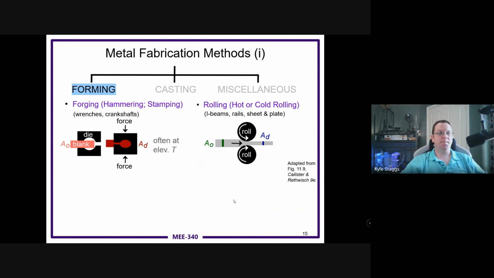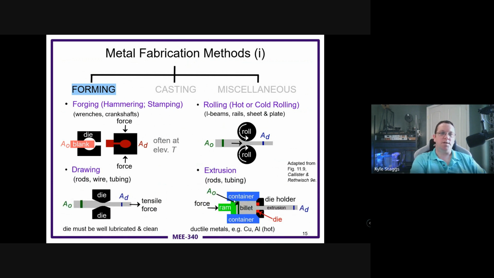Then you also have examples of hot or cold rolling. I-beams, rails, things that need to be hard in a specific direction. Sheets and plate steels are all made this way, just because it makes them strong in one direction, not necessarily strong in all directions, but strong in an important direction. So sheet steel would be a lot weaker if it wasn't rolled, whether hot or cold, depending on the end application. Then drawing is for rods, wires, tubing, those sorts of things.